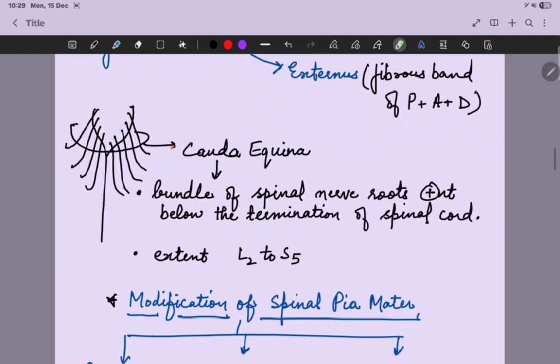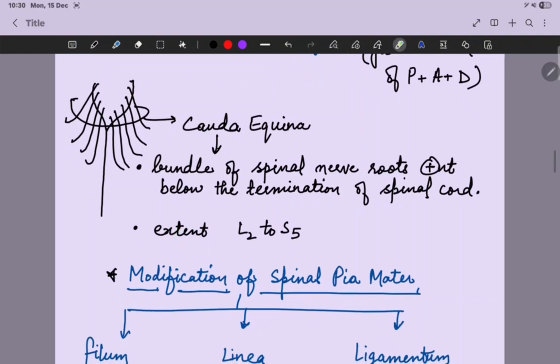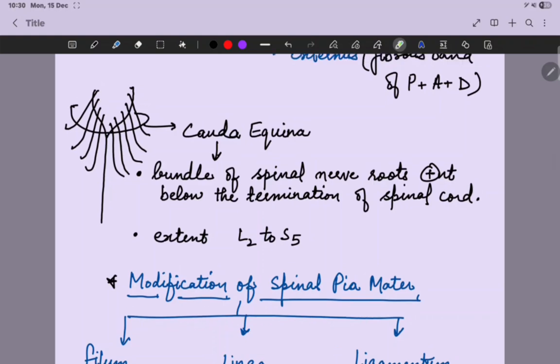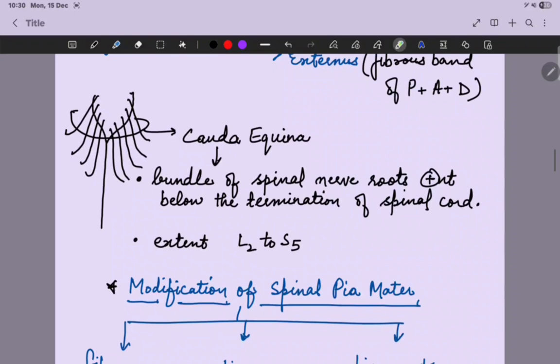Then we have the cauda equina. Cauda equina is basically the bundle of spinal nerve roots that is present below the termination of the spinal cord, which extends from L2 to S5, and these lie within the lumbar cistern, which is surrounded by the CSF and the dura mater. Its basic function is supplying the motor and sensory innervation to our lower limb, pelvic organs, and perineum, which will control the bladder, bowel, and the sexual functions.